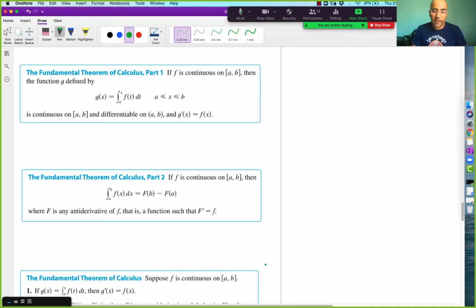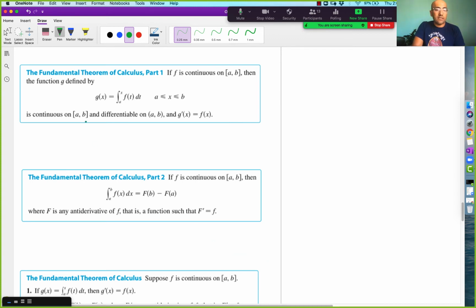we begin by defining a function f, which is continuous on [a, b]. And then we move on to define a new function, g of x, which is equal to the integral from a to x, where a is some constant, of f of t dt. Good. Okay. And so now the first part of the fundamental theorem of calculus tells us that g of x is continuous on [a, b] and differentiable on (a, b).